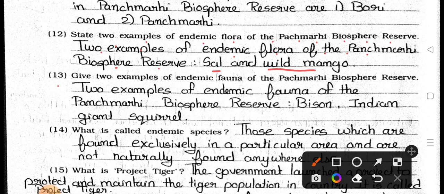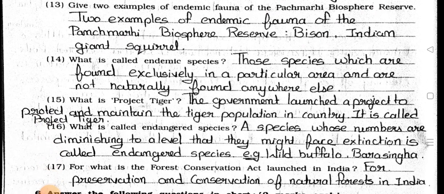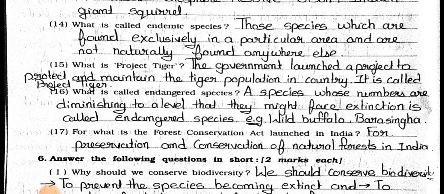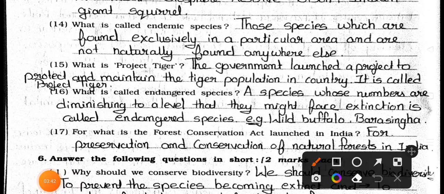Number 13. Give two examples of endemic fauna of the Panchmarhi Biosphere Reserve. Answer. Two examples of endemic fauna of the Panchmarhi Biosphere Reserve are bison and Indian giant squirrel. Question number 14. What is called endemic species? Answer is those species which are found exclusively in a particular area and are not naturally found anywhere else.